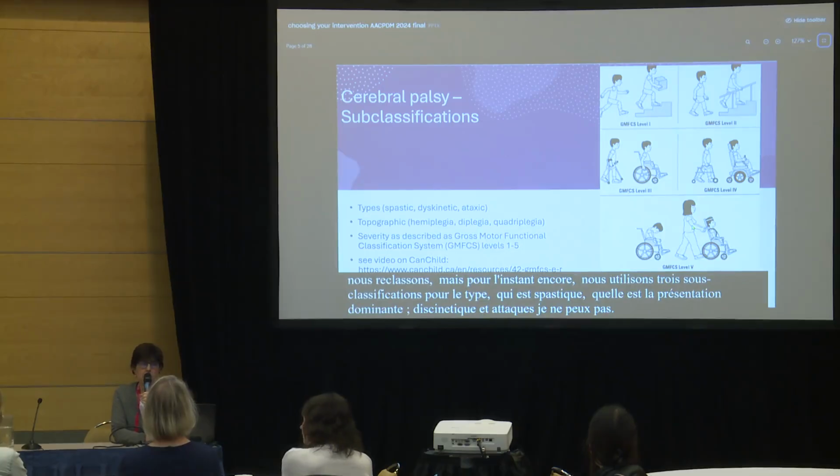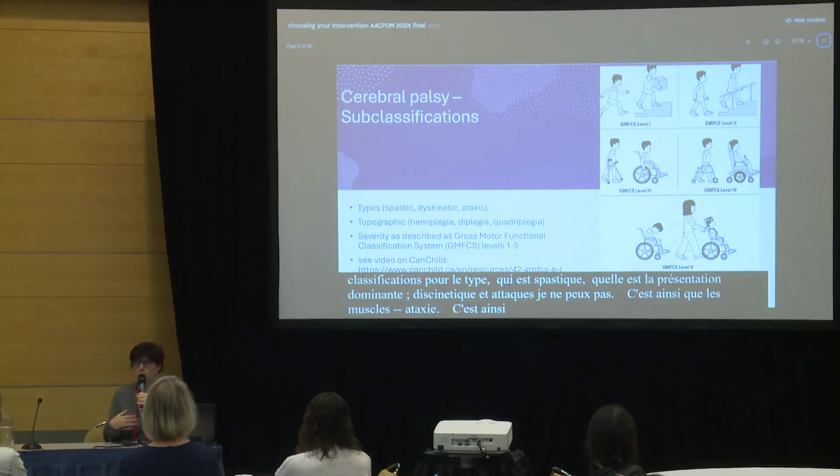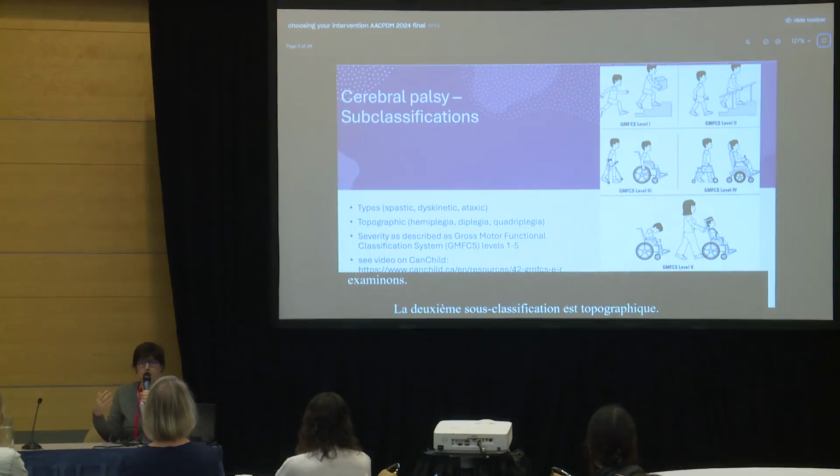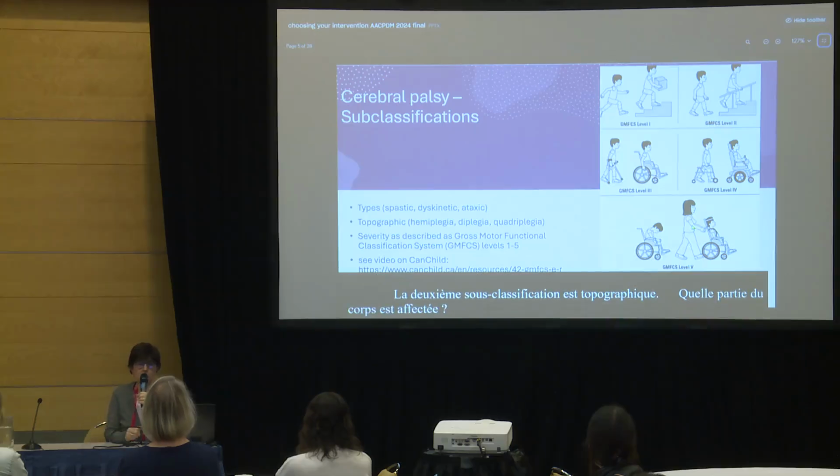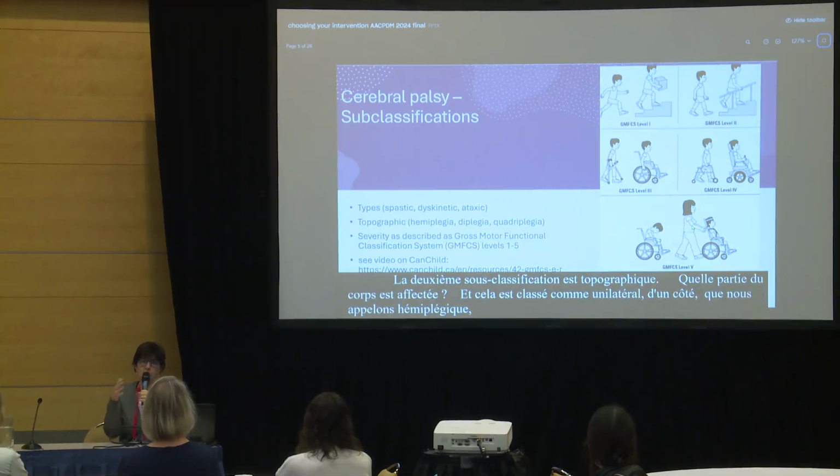Then the second subclassification is what we call the topographic, which part of the body is affected. And that gets classified in either unilateral, one side, which we call hemiplegic, or the bilateral affected, which is either the diplegia, which is the predominantly leg dominating problem, or quadriplegia, where it affects 4 limbs.